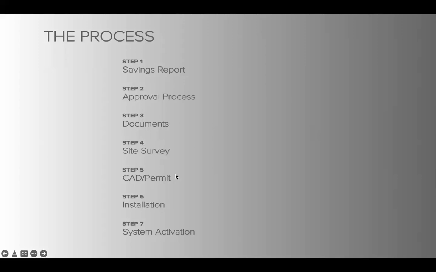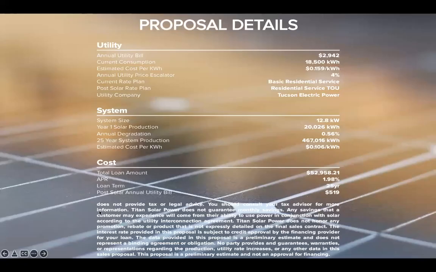It goes to site survey. Then we do our permitting. We have to get the CAD program, submit them for permits, talk to the utility companies, and then they get installed, and then we can activate the system after final inspection. And it has a recap form on the final page. Okay. So that's what a proposal looks like.